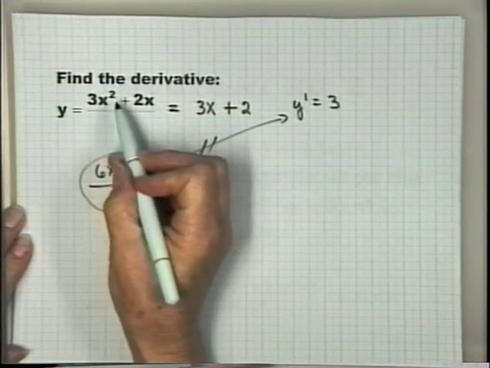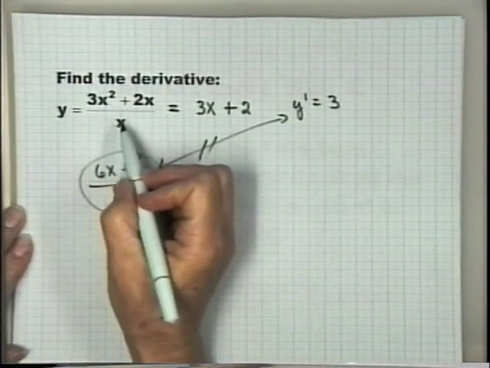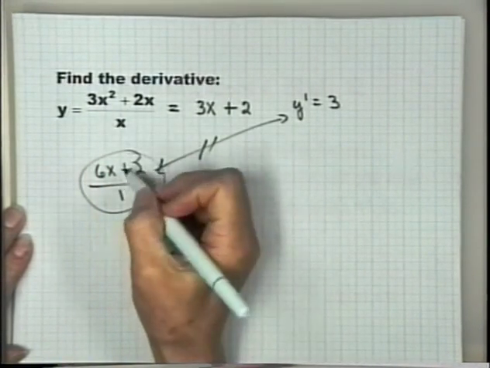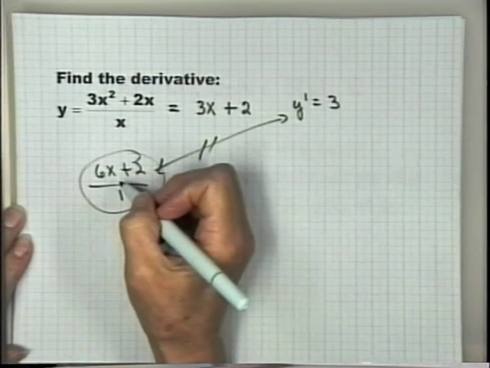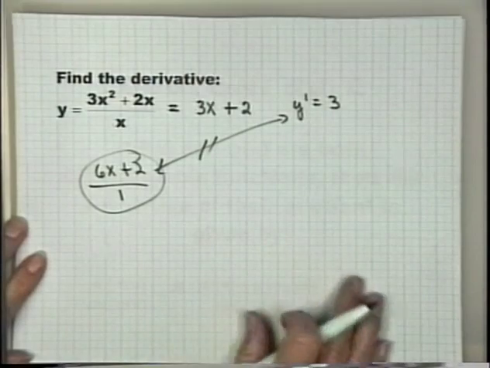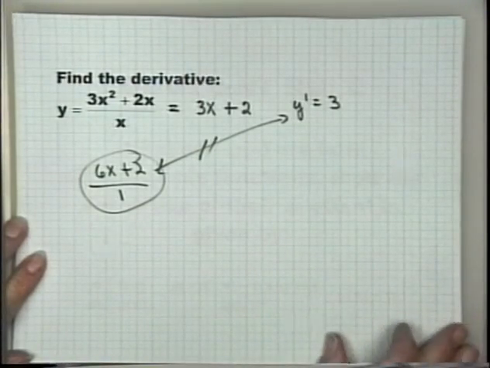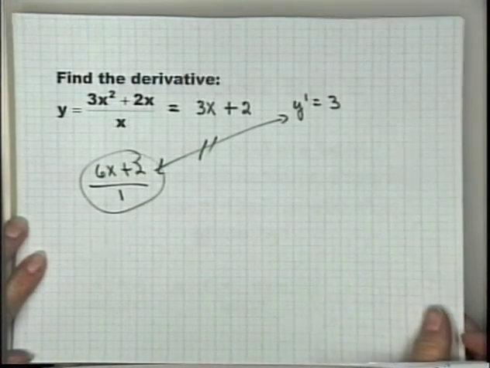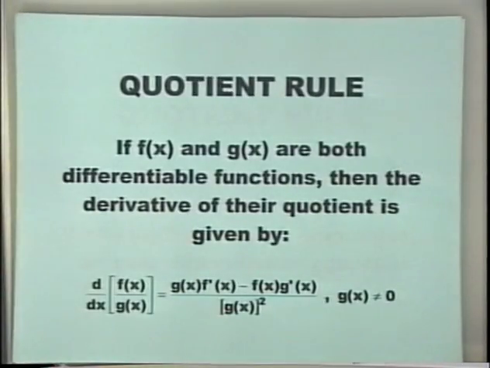You can't take the derivative of the numerator and the derivative of the denominator and just leave it like that, because that's incorrect. Again, we're going to look at what's called the quotient rule. We're going to come back and find this derivative using the quotient rule and show you how that works.